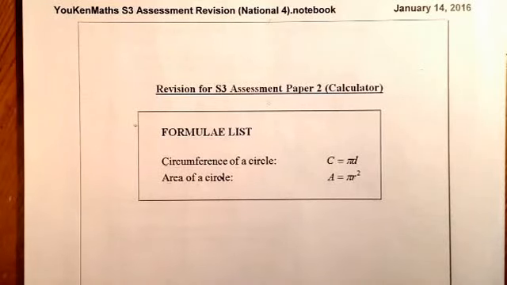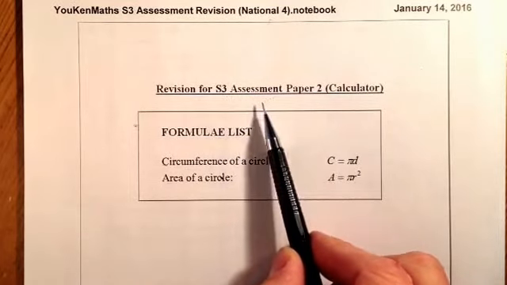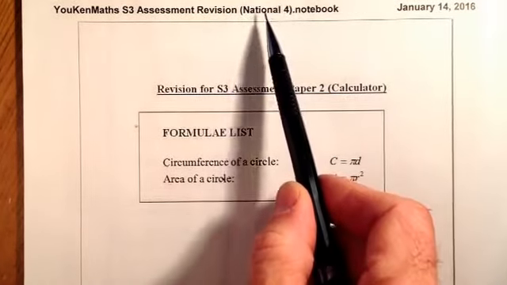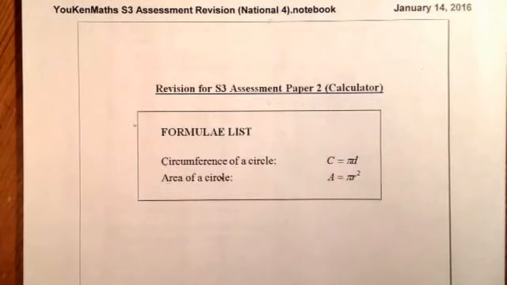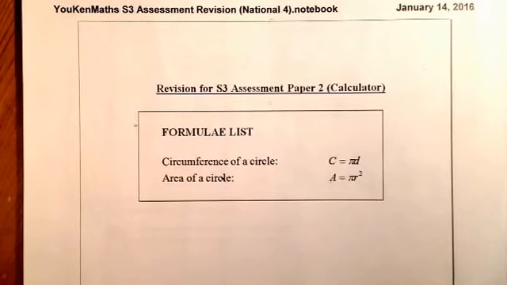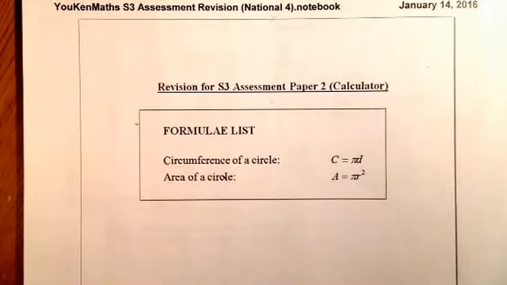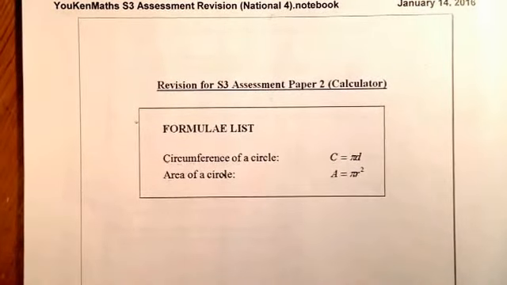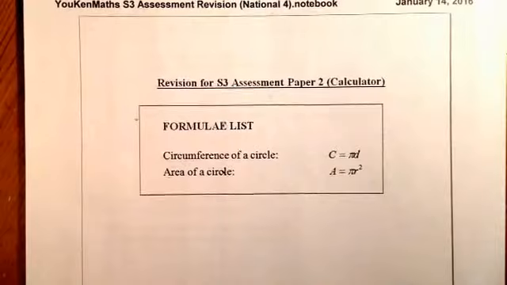This is the fourth video clip for the revision for the S3 assessment. It's calculator questions and it's at National 4 level. Okay, last video cut out a bit early, so we're going to go from question 22 onwards. That'll cover some things like volume, some problem solving volume, trigonometry, so that'll be SOHCAHTOA questions, some money questions, and also some perimeter and circumference questions with circles. And we'll always remember we've got the formula sheet at the start.